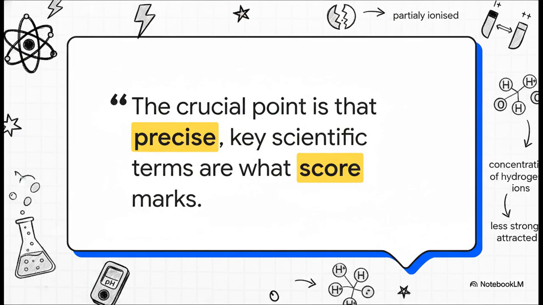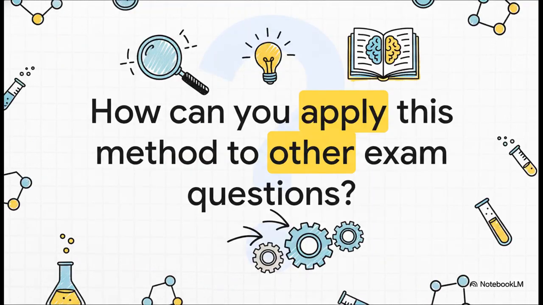So after breaking all of that down, what's the big takeaway here? Well, it's this. Precise, key scientific terms are what score the marks. It's not about writing pages and pages, it's about writing the right things. Using phrases like partially ionized, concentration of hydrogen ions, and less strongly attracted, that's what separates a top-tier answer from just an average one. And that all leads to a final, really important question for you.